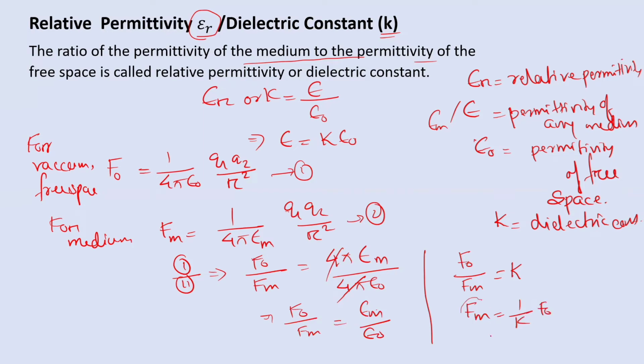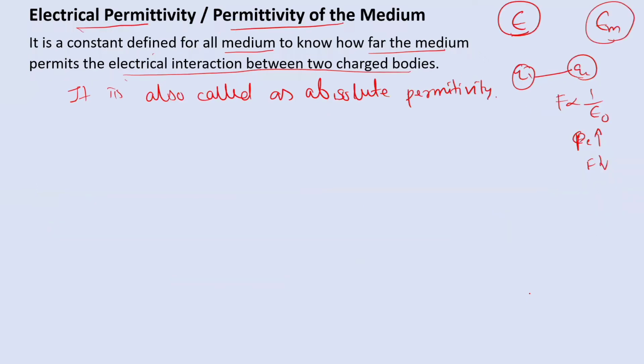Means for any medium, the force will be 1 by K times that of the free space. This is a very important thing. It means that for any medium, the force will reduce by 1 by K times of the free space. Clear? This is what you need to remember. Now, in order to calculate the dimension, let's see the dimension part. You have the force equals 1 by 4 pi epsilon naught q1 q2 by r square.